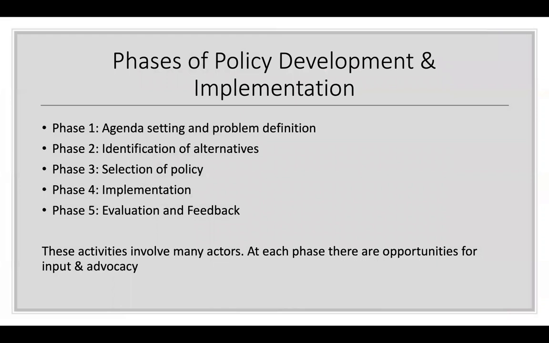As you'll see here, there are 5 phases of policy development and implementation. It begins with agenda setting and problem definition, goes on to identification of alternatives, a selection of policy, then phase 4 goes into implementation, and then finally evaluation and feedback. These activities obviously involve many factors, and it's important to know that at each phase, there are opportunities for input and advocacy.